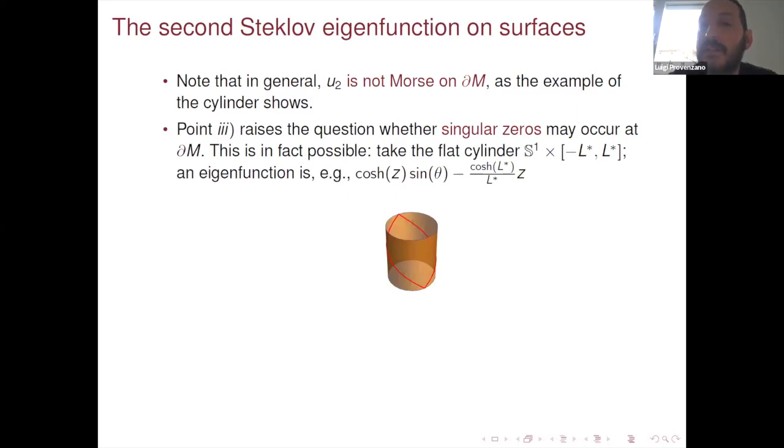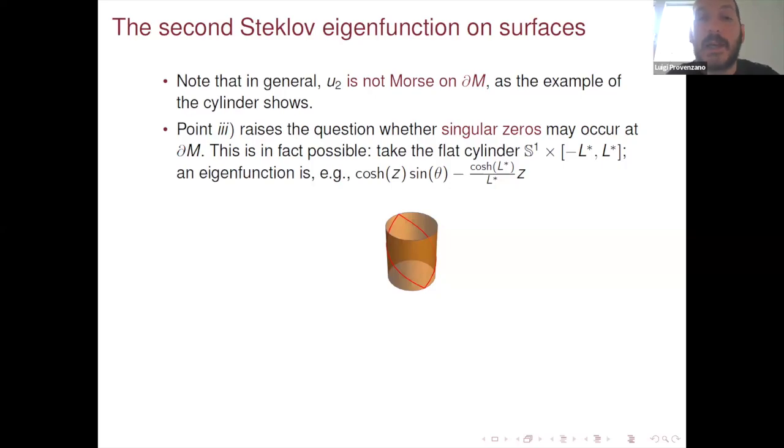You take, in fact, the flat cylinder S1 times minus L star, so with exactly this L star as height. And so here the second eigenvalue is triple, and you can manage to find the second eigenfunction, which behaves exactly like that. It has two critical points which are on the boundary. So these are two zeros which are critical points and are on the boundary. These are singular zeros, and these are non-degenerate.